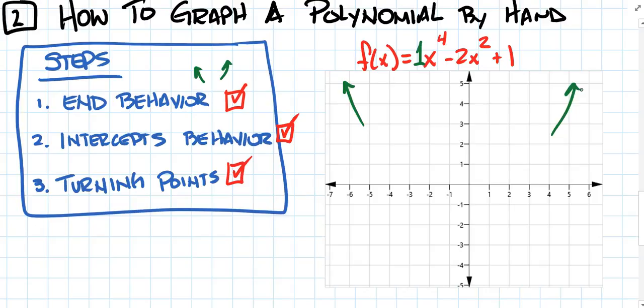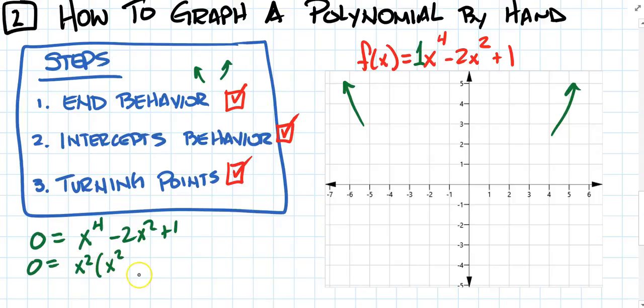Let's talk about intercept behaviors. If I'm looking for x-intercepts, I want to set this entire thing equal to 0. Because remember, to find any x-intercept, we set y to 0 and we solve. So that's x to the 4th minus 2x squared plus 1. If you can factor, go ahead and factor. So I can pull an x squared out of this thing. That will leave me with an x squared minus 2. There we go. And then a plus 1.